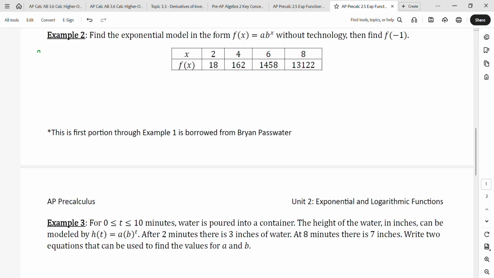When I think of f of 4, I'm told that f of 4 is 162, which, if I filled out that expression, is a b raised to the 4th. Then if I take f of 2, which is 18, this is a b squared. I could have picked any of the other ones too.